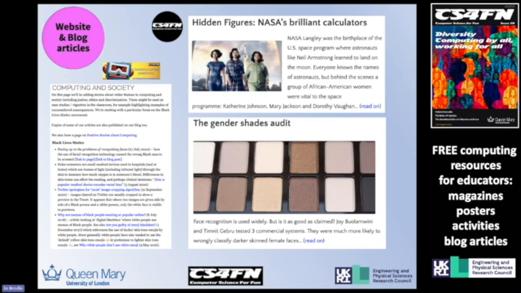And so I've just shown an example there of our Computing and Society page, which has information that's relevant for Black History Month. And all of these links you can find on the page that's in the chat.